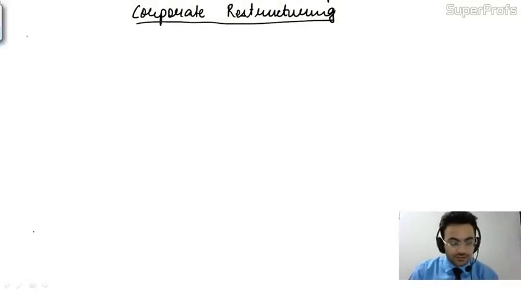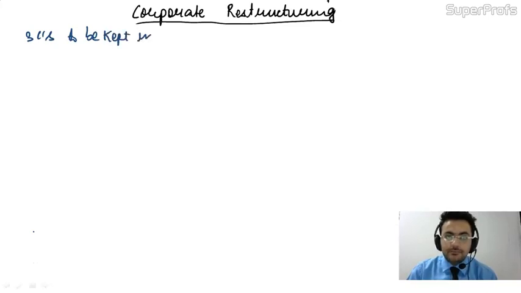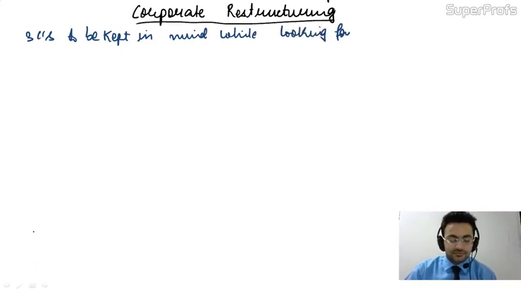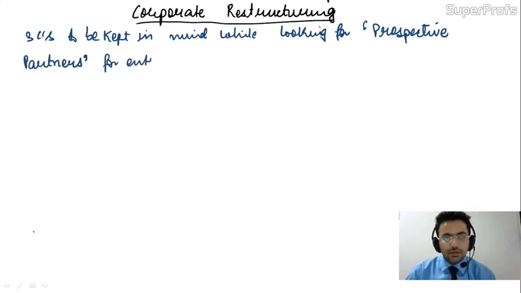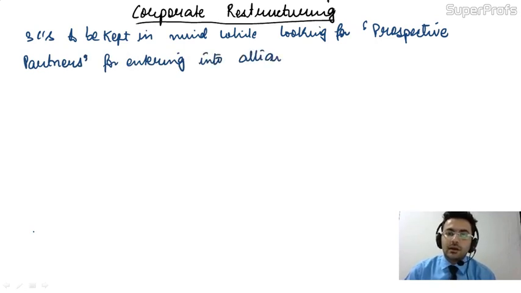First of all, the 3 C's to be kept in mind while looking for prospective partners for entering into alliance with them. So it basically talks about 3 C's.